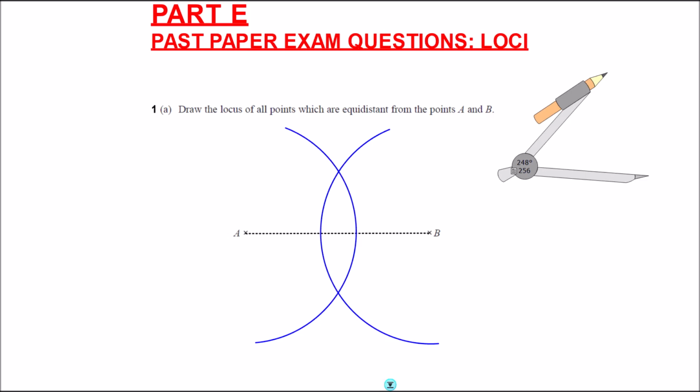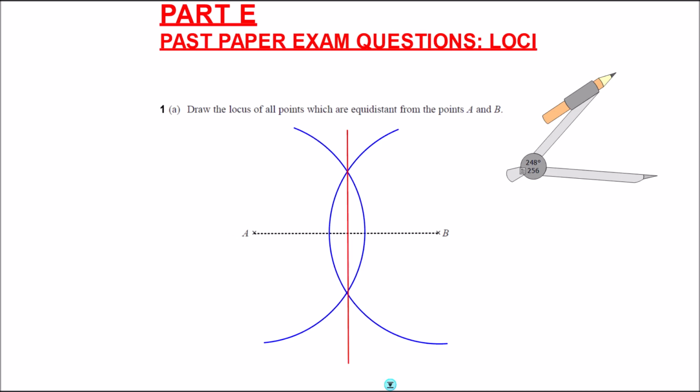Now where these curves cross, we're going to do a straight line going down between them. And that red line is the perpendicular bisector of the line A and B, but more importantly, it's also, according to the question, the locus, the location, of all points which are equidistant from points A and B. And so that's part 1A done.